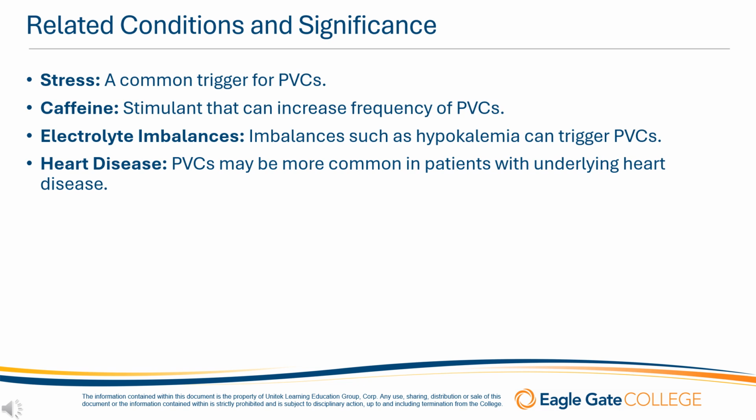PVCs are more frequently observed in individuals with existing heart conditions, such as coronary artery disease, heart failure, or cardiomyopathy. These conditions can alter the structure and function of the heart, making it more susceptible to arrhythmias. The presence of PVCs in a patient with heart disease may indicate an increased risk for more serious arrhythmias or worsening heart function. Comprehensive cardiac evaluation and ongoing management of the underlying heart disease are crucial to address the root cause of PVCs and prevent potential complications.